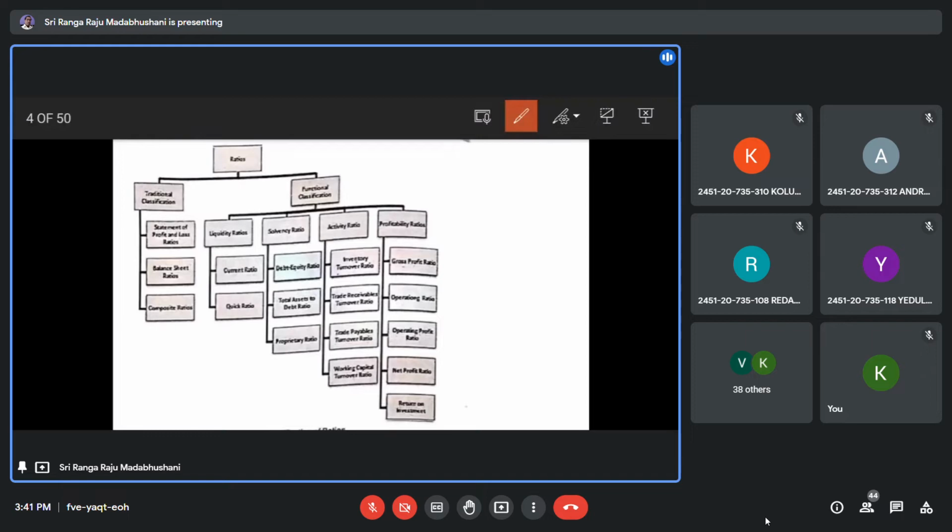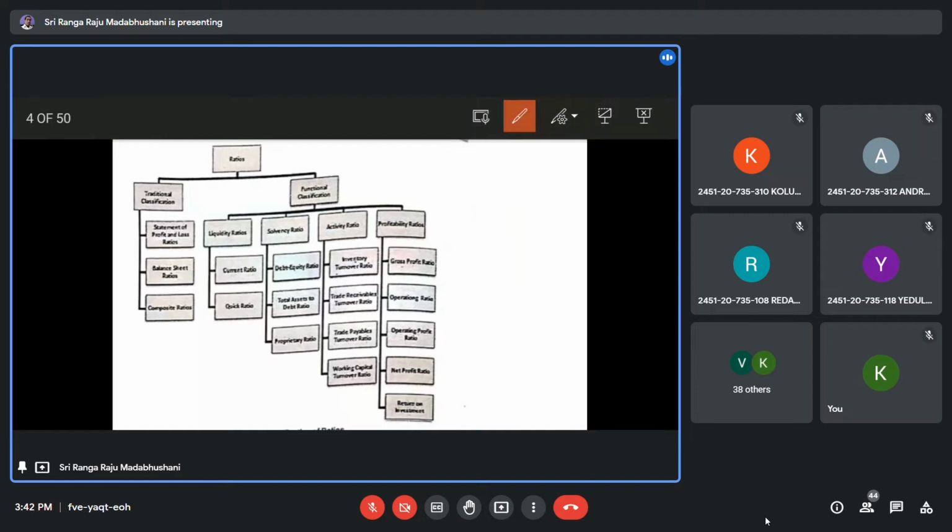So you take the variables within the balance sheet, that is balance sheet ratios. You take the variables within the revenue statement, that is profit and loss account ratios. Then composite ratios: we take the variables from both, one from the profit and loss account and another from the balance sheet. So the traditional classification is statement of profit or loss ratios, balance sheet ratios, and composite ratios.